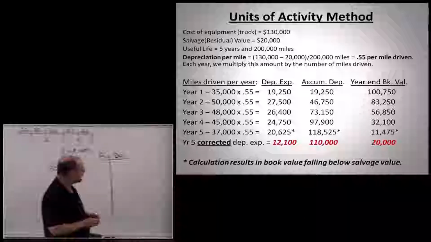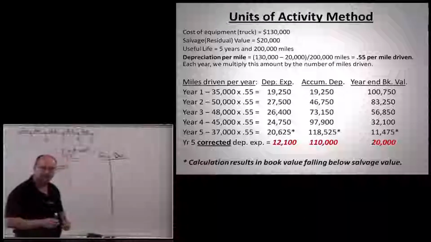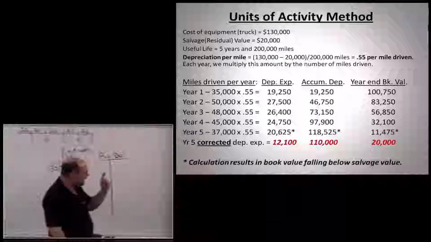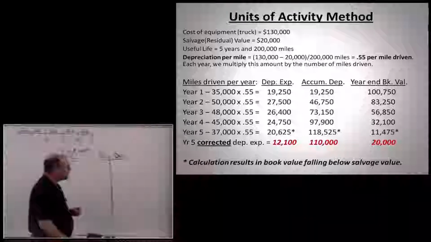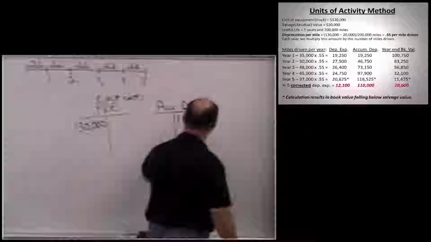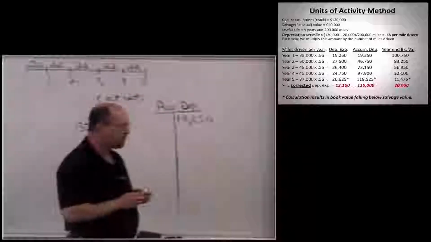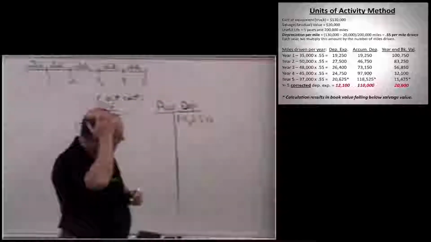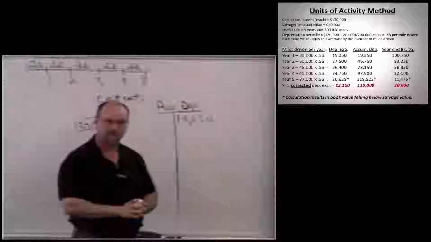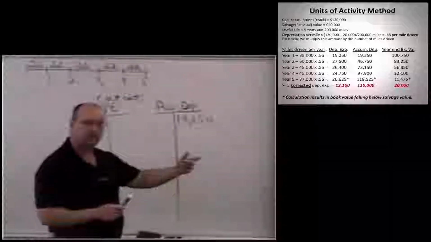Year one, we drove 35,000 miles. For each mile I drive, I depreciate 55 cents. So in year one, my adjusting journal entry is debit depreciation expense, credit accumulated depreciation, 19,250. Then notice year-end book value, cost minus accumulated, 130 minus 19,250. Book value is 100,750. Year two, we drove 50,000 miles, so we have more depreciation.